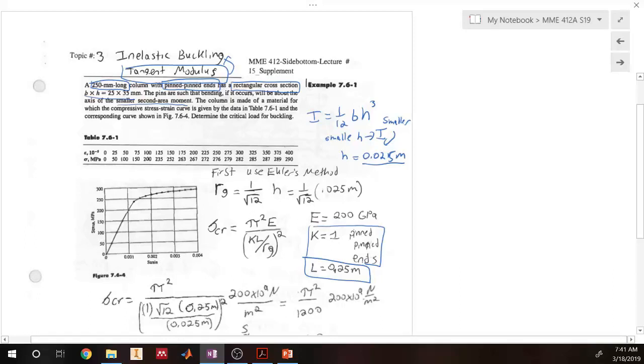The next bit of information that the problem statement gives us is that the column is made of a material for which the compressive stress-strain curve is given by table 7.6.1. So here's our stress-strain data, and it's also plotted in this graph here.